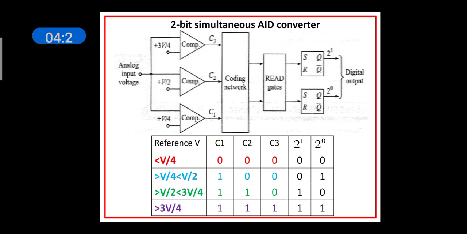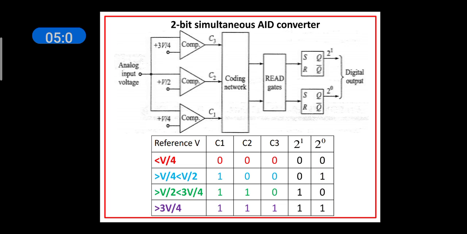Now, the coding network outputs, we have 2 outputs, 2 power 1 and 2 power 0. These outputs are written here. Since it is 2-bit data, we have 4 possibilities: 0 0, 0 1, 1 0 and 1 1. Now we have to construct the circuit for 2 power 1 and 2 power 0. This is the truth table for 2 power 1 and this is the truth table for 2 power 0.